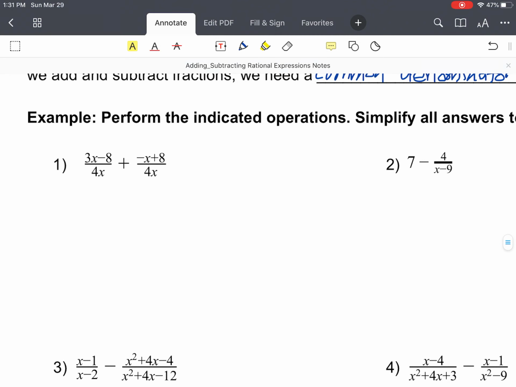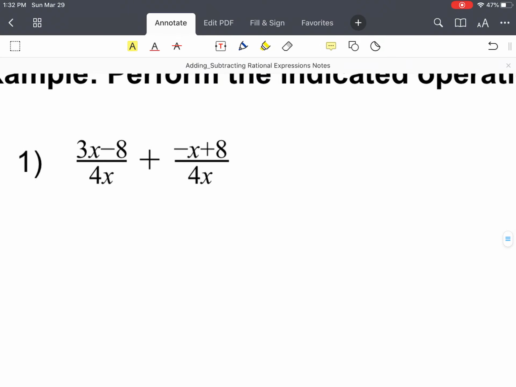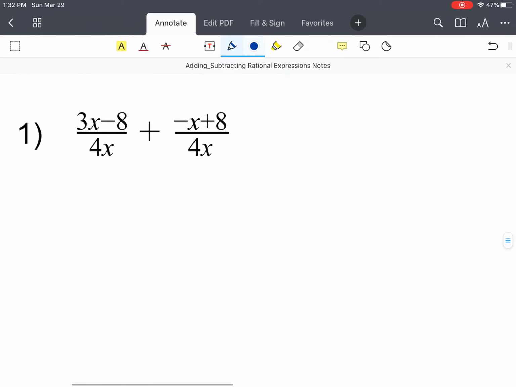So let's get into it. Now looking at these two things, we need to first think about, do we have a common denominator? Well, I'm adding something with a 4x on bottom to something else with a 4x on bottom, so I'd say, yep, we do have a common denominator. So let's add these two functions.